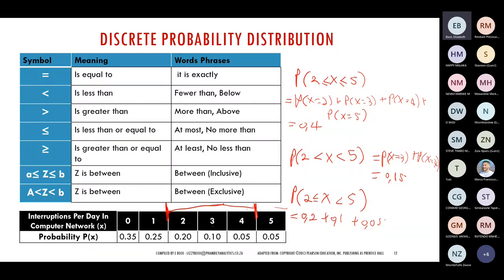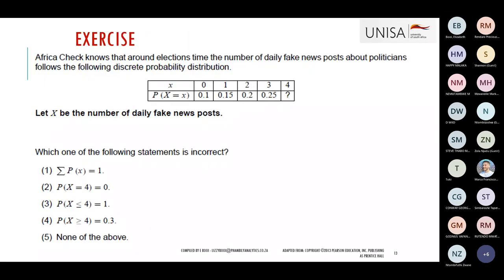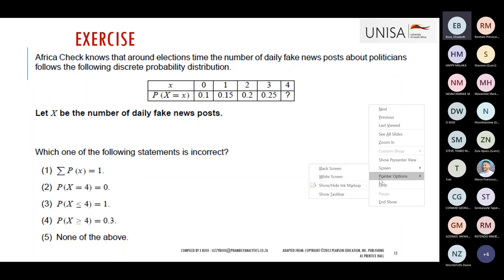Any questions before we move on to the exercises, because we are done with me explaining how you will answer questions relating to discrete probabilities? Are there any questions? No? No questions? Then I'm going to give you 5 minutes to answer that on your own, and we will do some feedback just now. Let me give you some time to reflect on the question on your own.